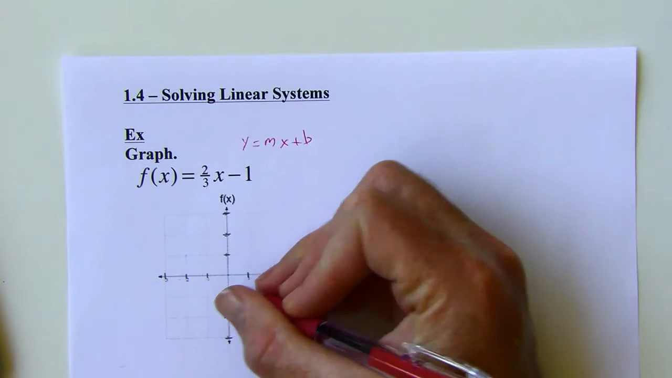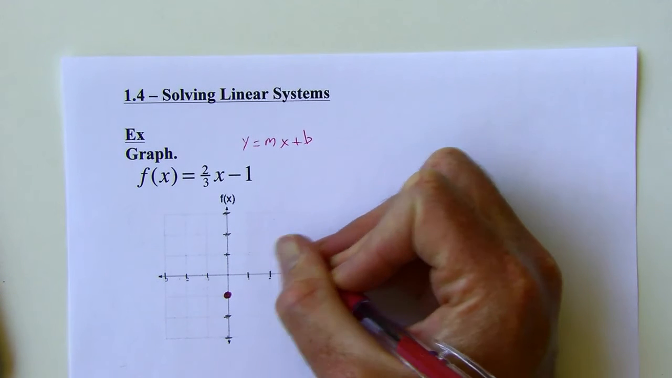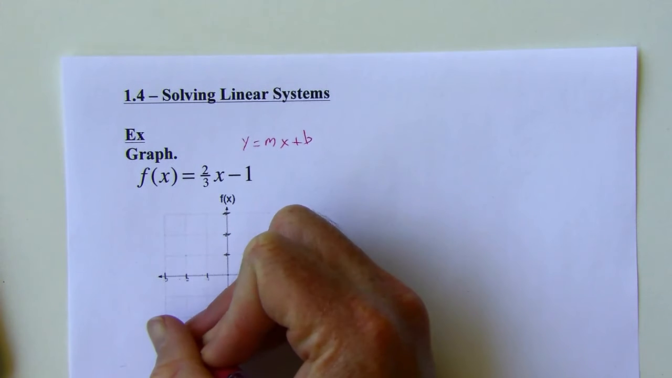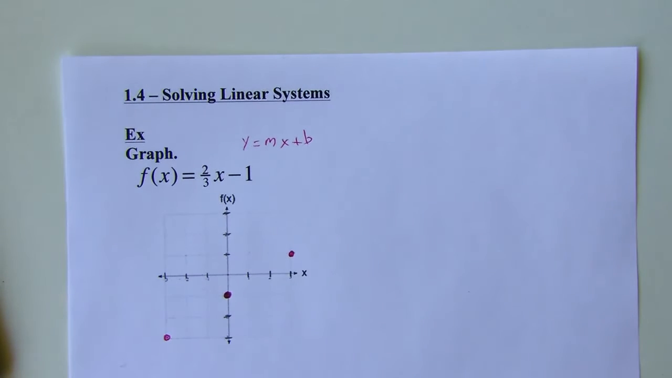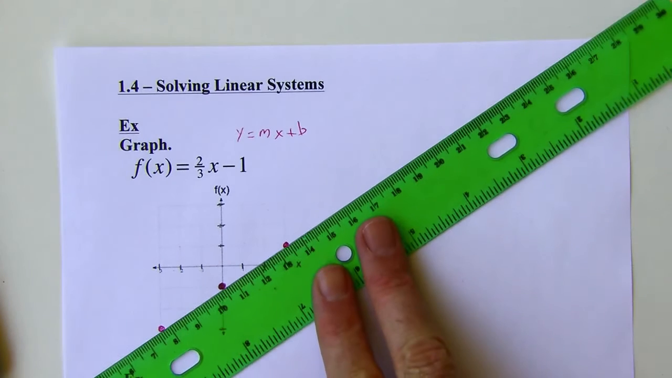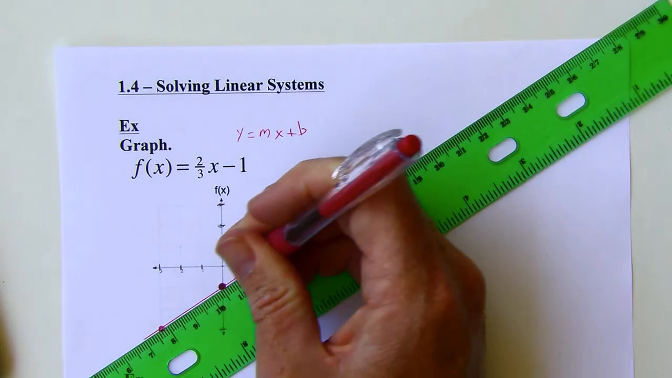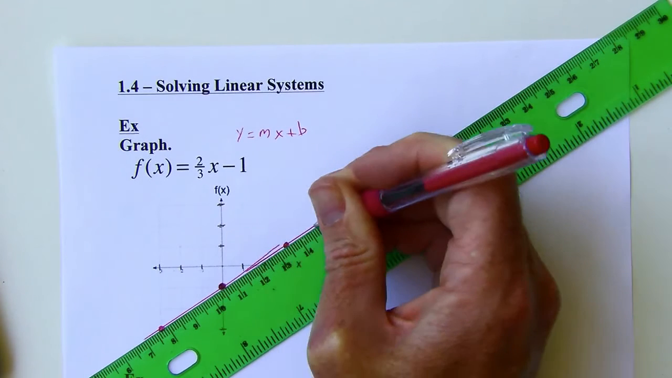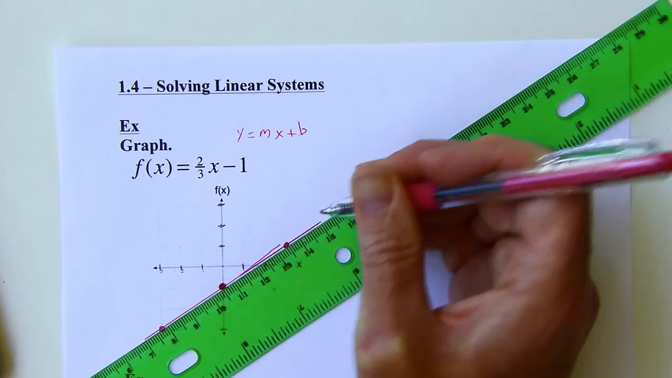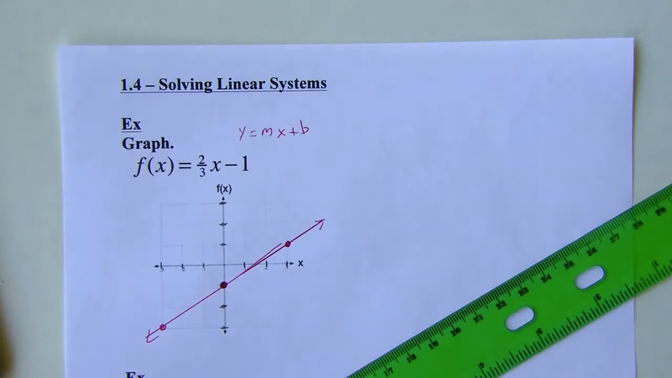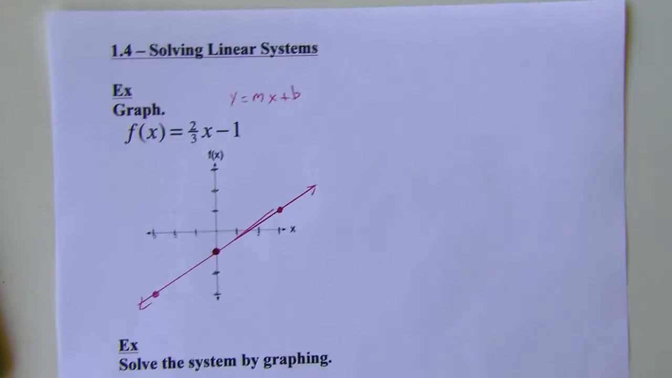Rise over run, up 2 to the right 3, to find another point, or I could go down 2 to the left 3, that would work as well. And then you can connect the dots, and we got ourselves a beautiful line with a slope of 2/3 and a y-intercept. Well, it's not beautiful because I messed it up, but it's not too bad, I guess. All right, so there it is. All right, so let's move on to the next problem.